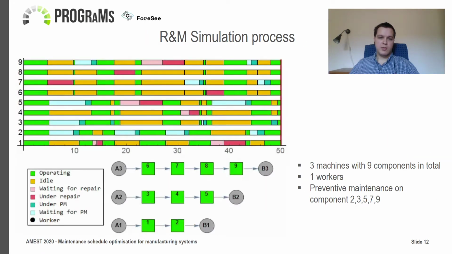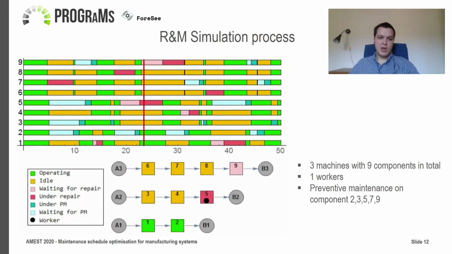Here the process of the single simulation is illustrated. Here we can see a manufacturing system with 3 machines and 9 components in total. On components number 2, 3, 5, 7 and 9, a preventive maintenance strategy is applied. There is a single worker assigned to perform the maintenance actions on these components.